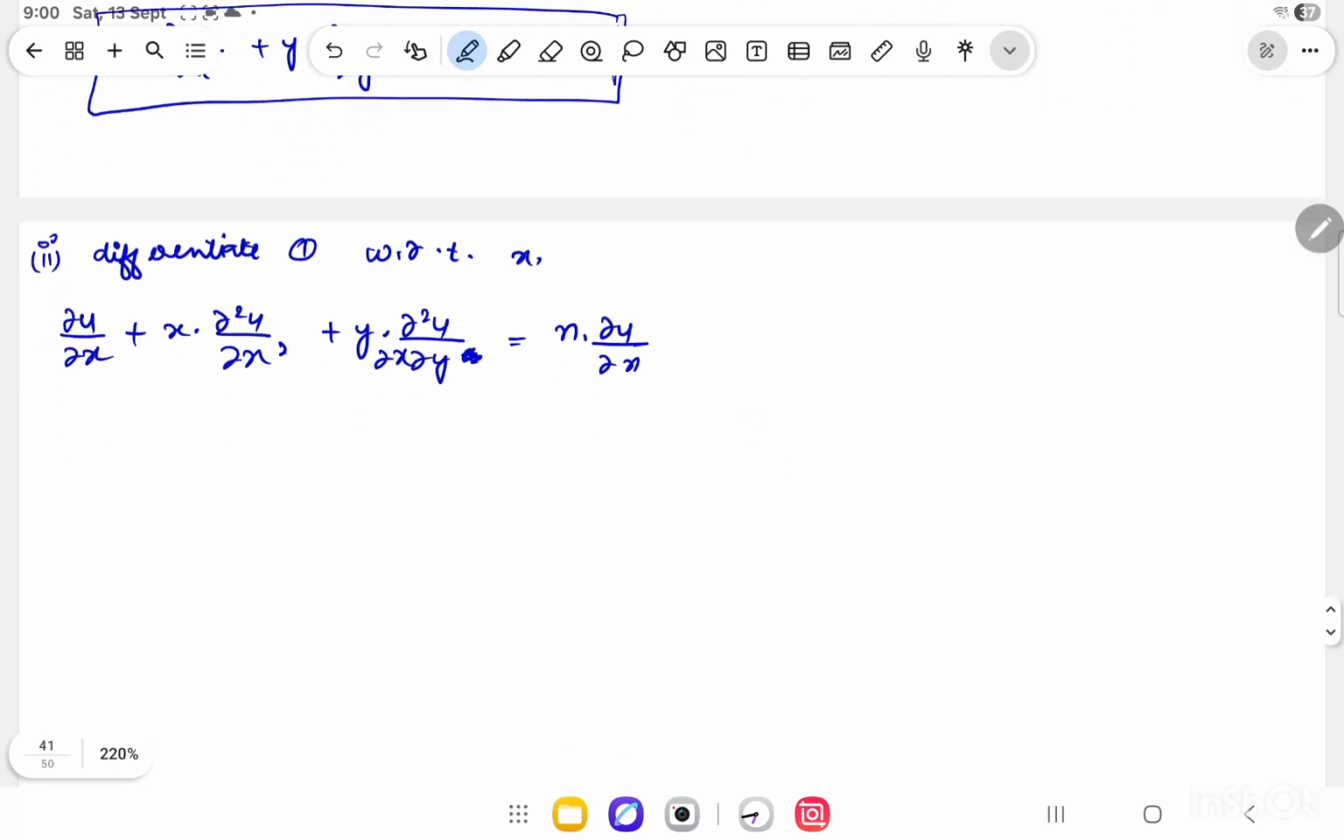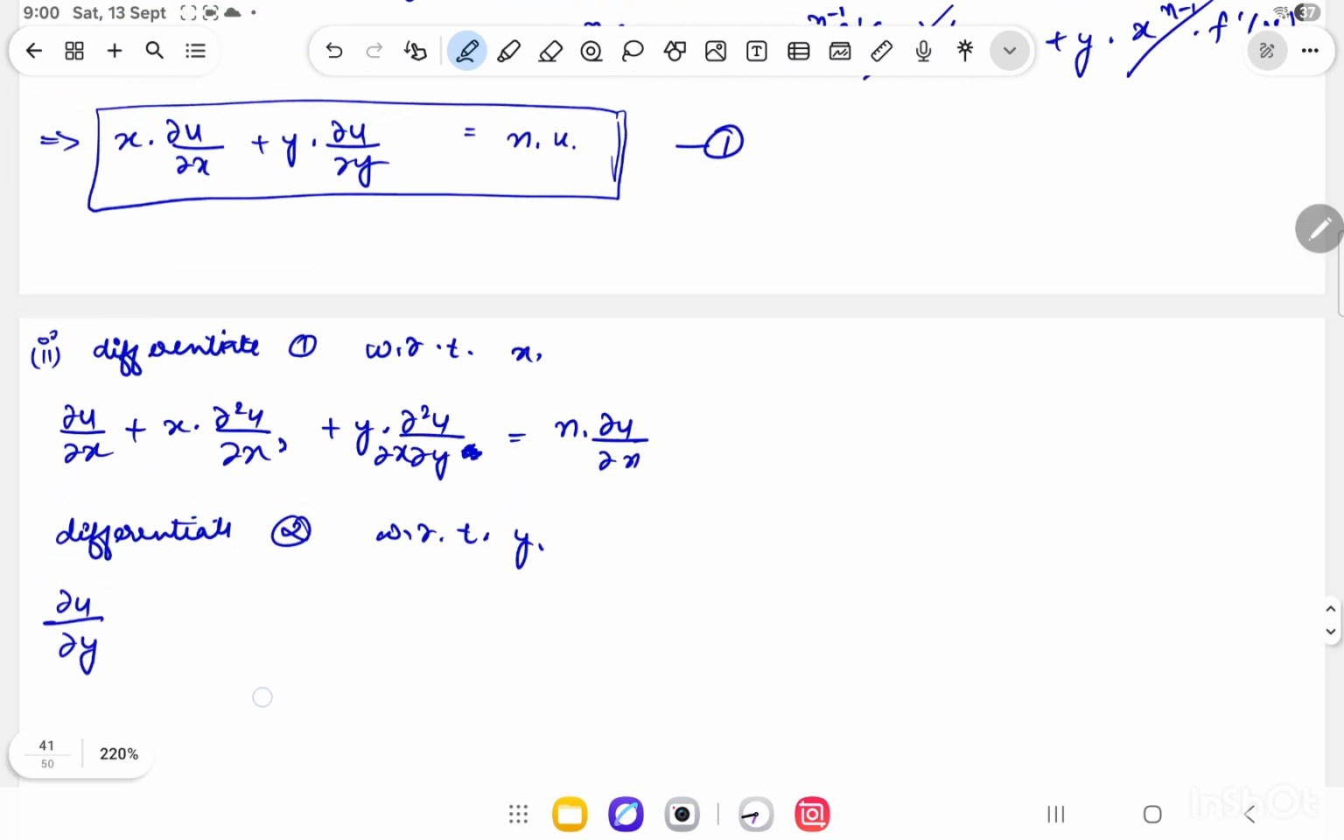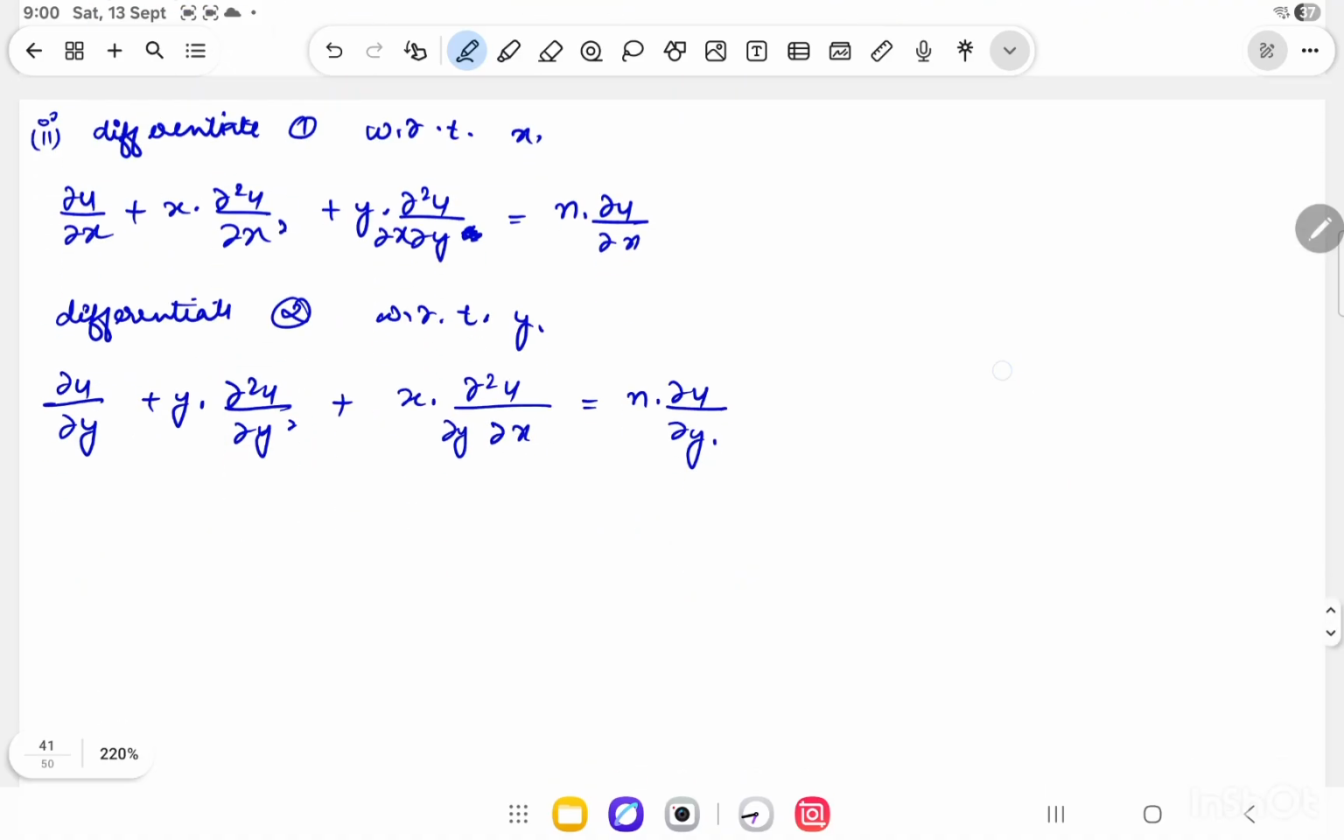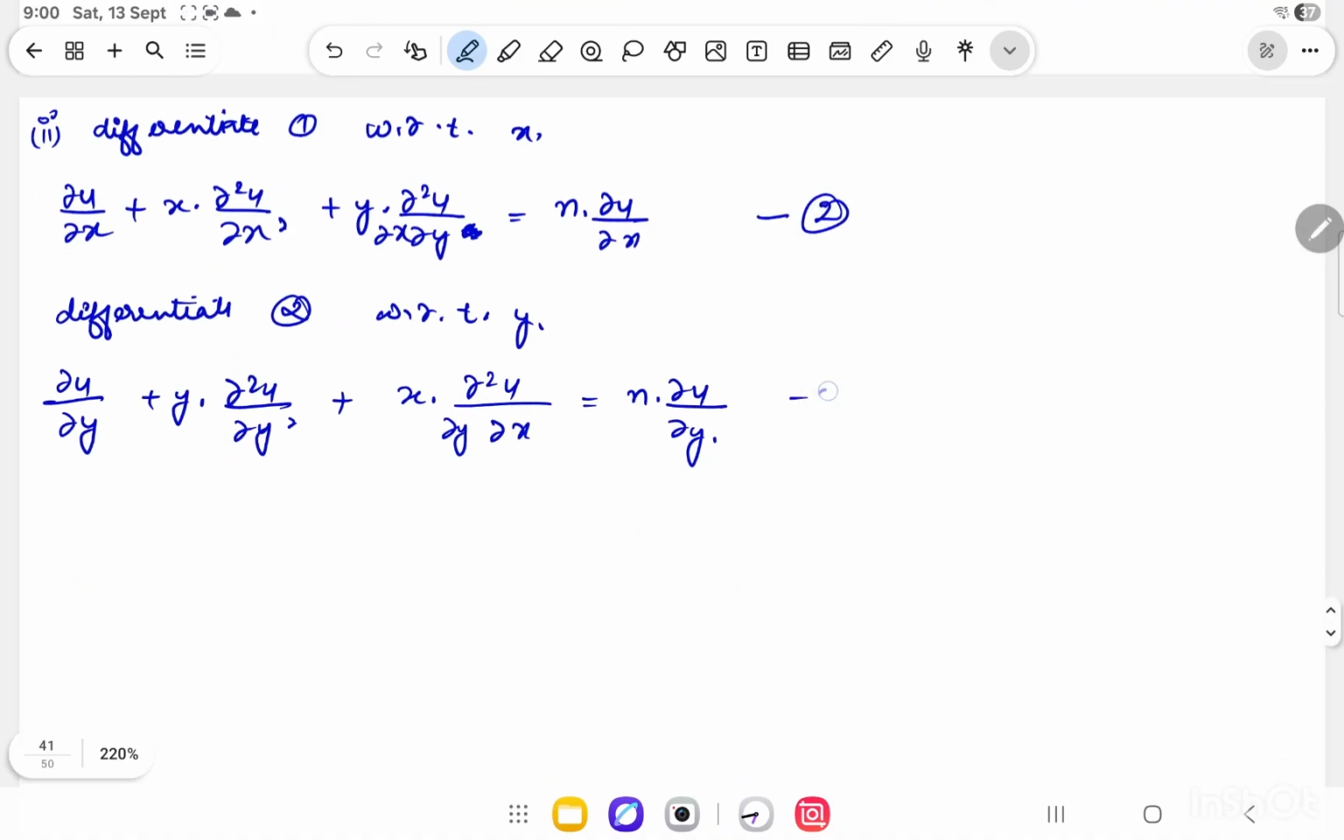Likewise, if I differentiate 2 with respect to y, I'll get del u by del y plus y into del square u by del y square plus x into del square u by del y del x equals to n into del u by del y. So let's name these equations 2 and 3.